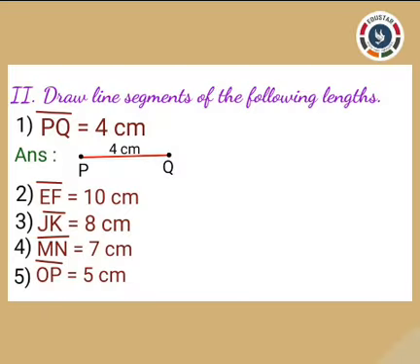Next, Roman letter 2. Draw line segments of the following lengths. Here, the first question, PQ equal to 4 cm has been done for you. The remaining questions from 2 to 5 you have to do. Dear students, you can use a 15 cm scale to draw these line segments.